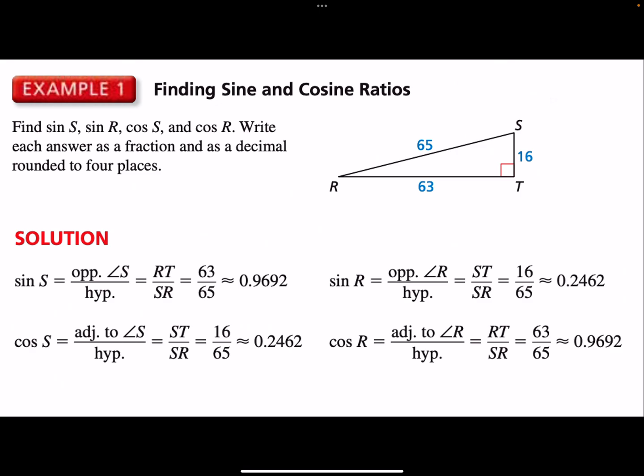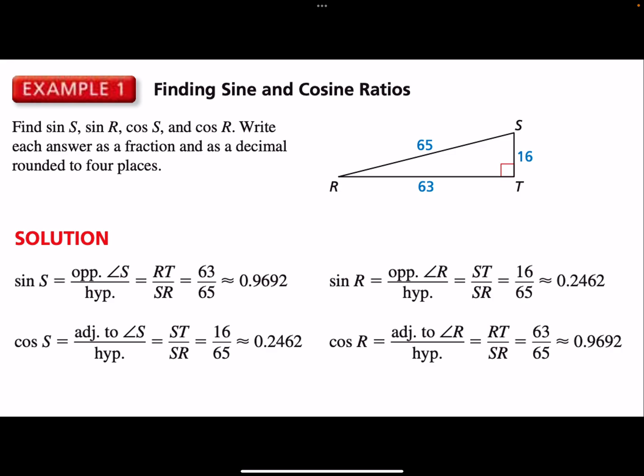If you divide each one, you get these decimals. What I want you to really look at, and which you probably already noticed before I even said anything, is that the sine of S and the cosine of R are the same. The sine of R and the cosine of S are also very much the same.